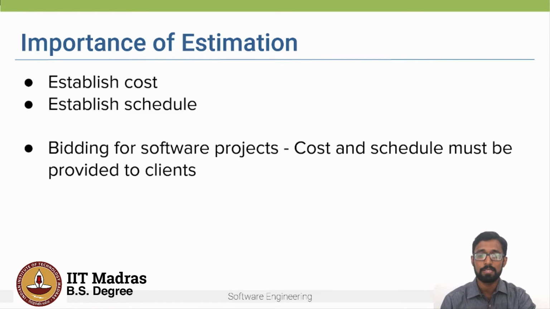Also, from the client's perspective, when they bid for software projects, these cost and schedule estimates must be provided to the clients for the development contract. And of course, it is not possible to accurately estimate the exact cost and the schedule. These estimates depend on the level of information available about the project. The more detailed information we have about the project, the more accurate the estimation can be.